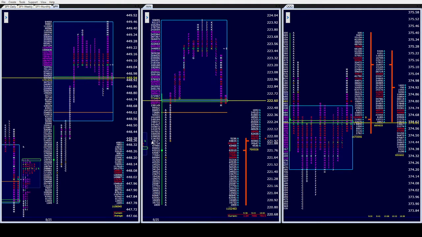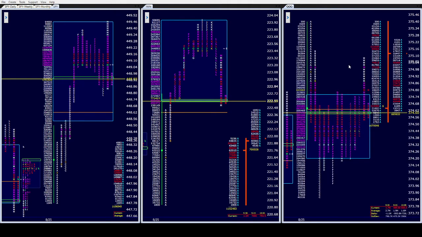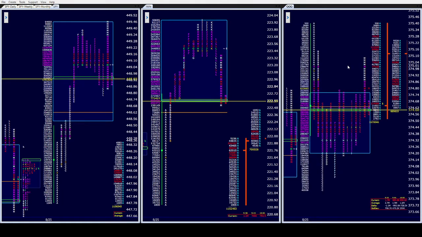We are looking at Window Traders Market Profile of SPY, IWM, and triple Qs. So, new all-time highs again for ES and NQ. Right now they're in the regular trading hours.